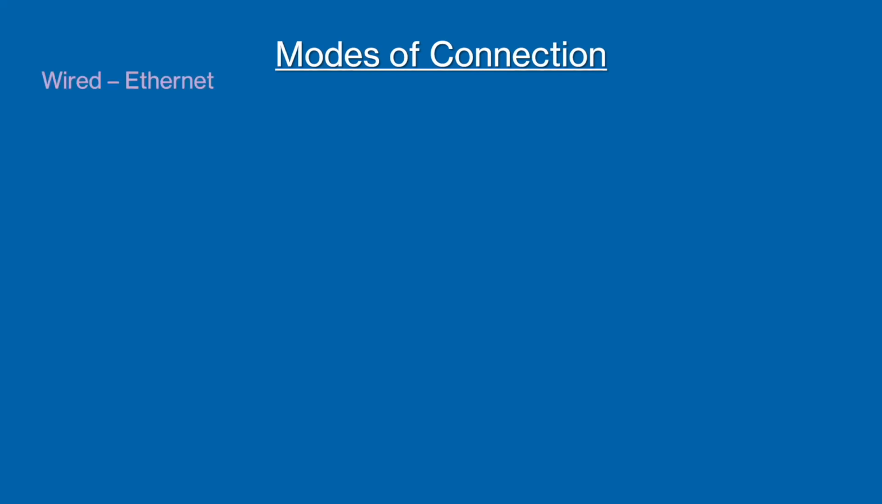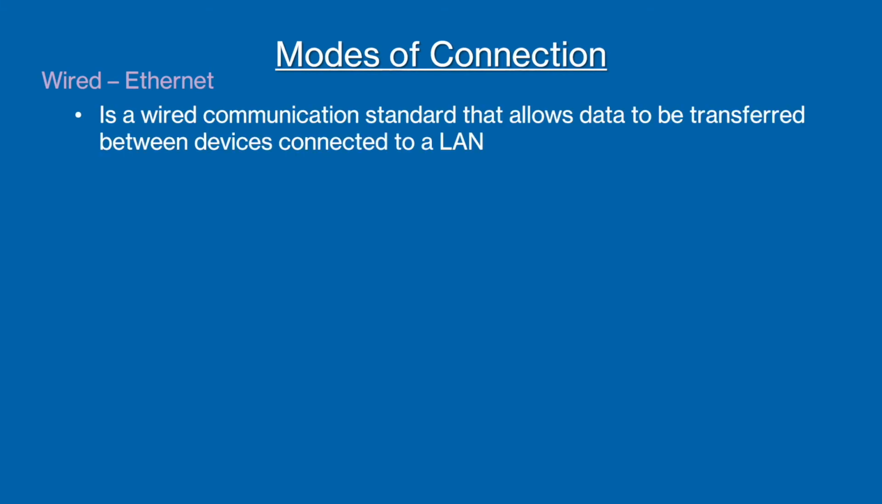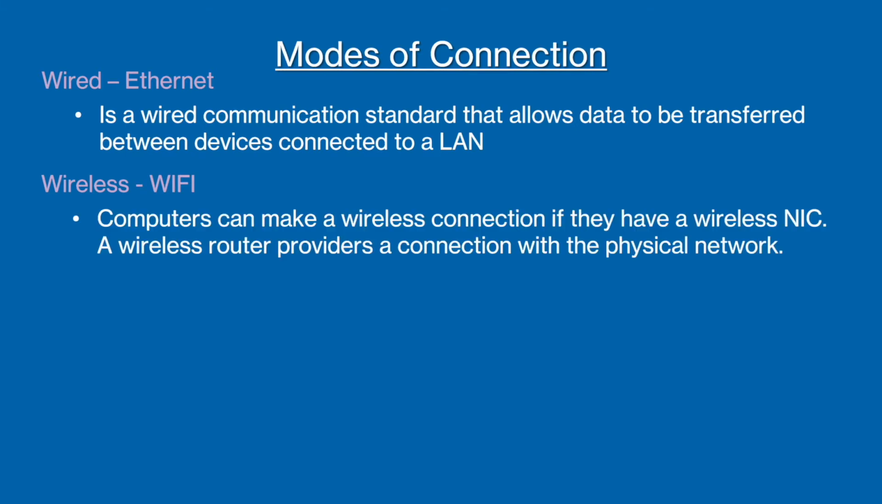We first have wired connections. These come in the form of Ethernet cables, and they allow data to be transferred between devices on a LAN. Wireless connections do pretty much the same thing, but as the name suggests, they do so without wires. Instead, a wireless router provides a connection with the physical network.